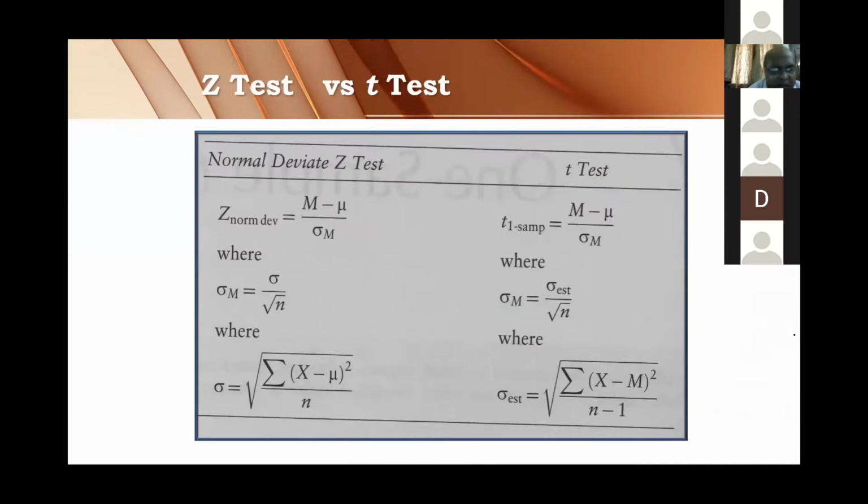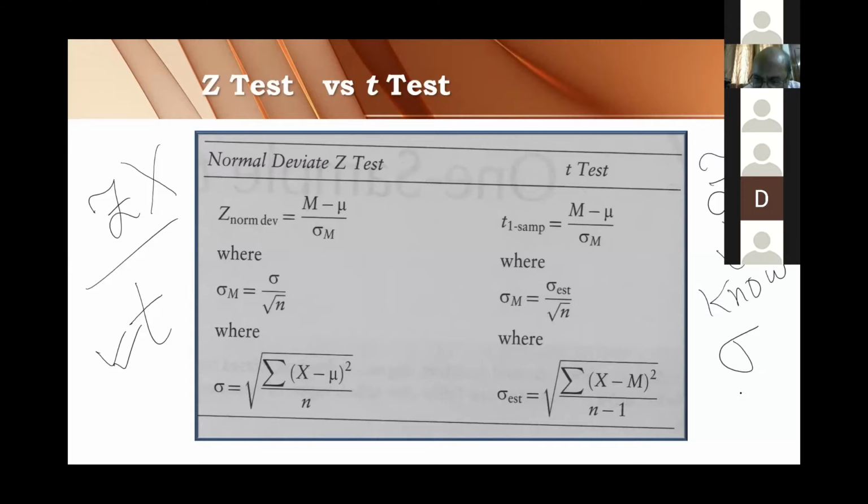There is a question now, which test we should use, Z or T. Normally you will find we as researchers don't use Z statistics, we use T statistics. There are two important reasons behind it. One, to use Z, we must know the population standard deviation, which is not normally available to us.